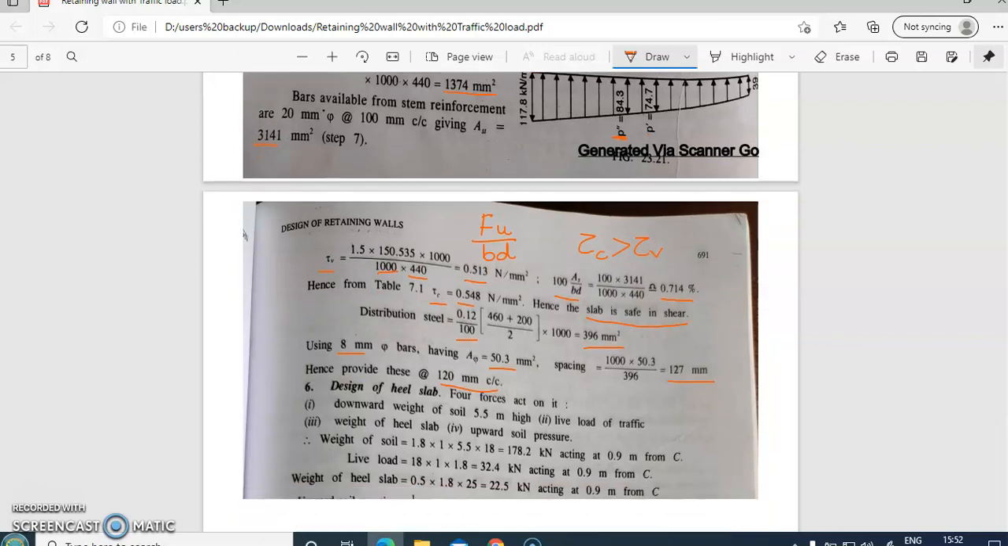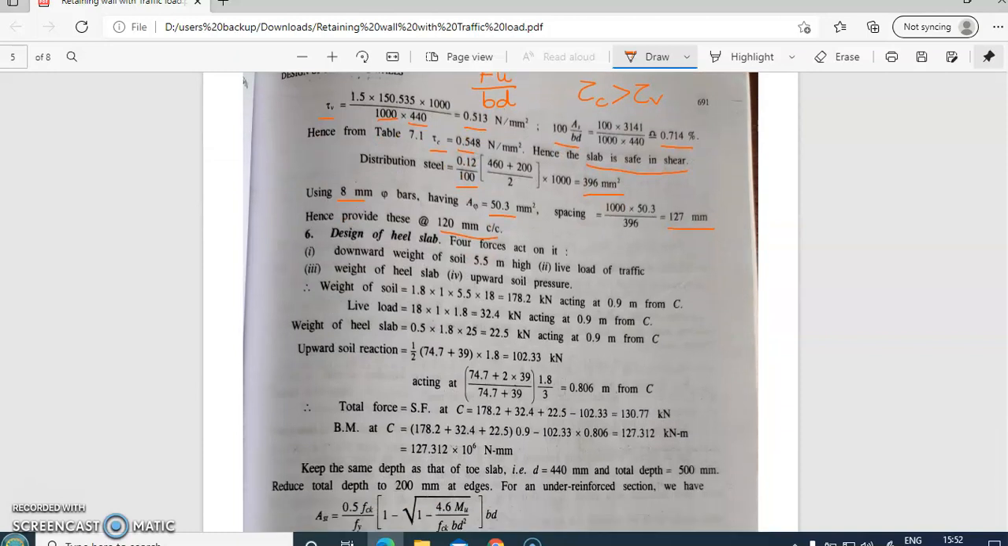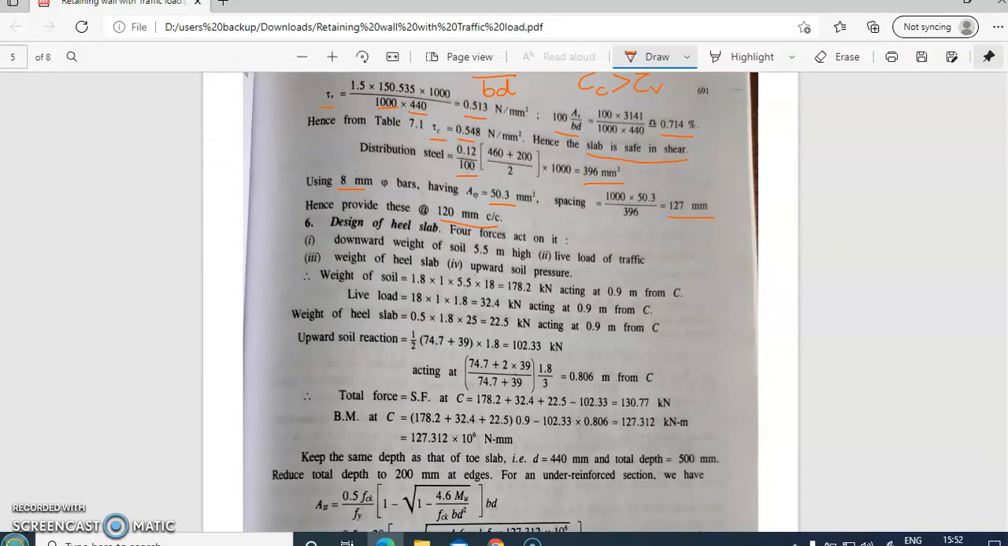Next, we move on to the design of the heel slab, and there are 4 forces which are acting on the heel slab. One is the downward weight of the soil, which is 5.5 meter high. Then we have the load of the traffic, we have the self weight of the heel slab, and we have the upward soil pressure. Let us start by calculating the weight of the soil.